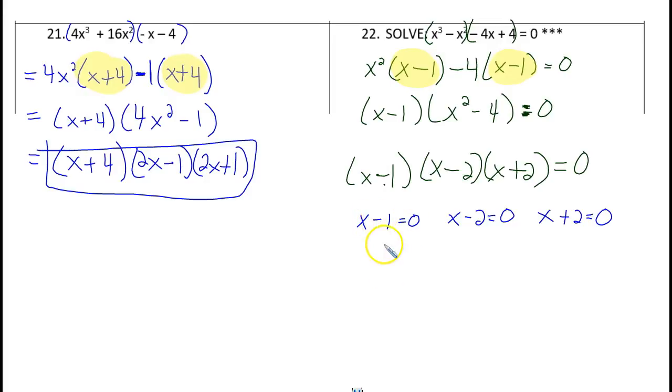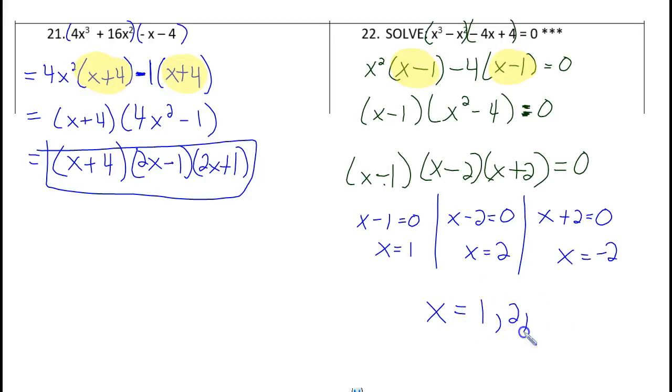For x minus 1 equals 0, we get x equals 1. For x minus 2 equals 0, we get positive 2. For x plus 2 equals 0, we subtract that over to get negative 2. Those are all one-step equations where we're just going to add or subtract over. I like for you to put all three of your answers together: 1, 2, and negative 2. Again, I get this question often: the order that you write them in doesn't matter. You don't necessarily have to put them in least to greatest. You just have to have all three solutions or roots there.